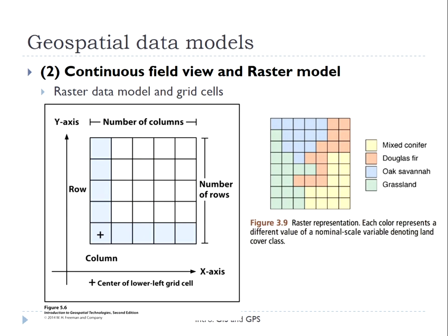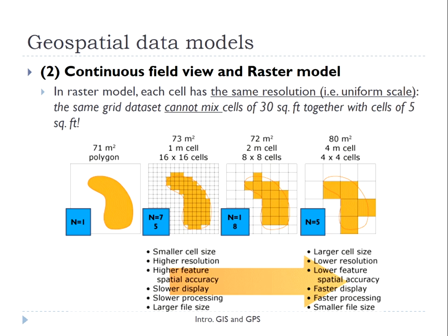These examples clearly show the general structure of raster data models. A geographic area is covered with cells that each have a single unique value, either quantitative, such as temperature, or qualitative, such as land cover class. In a raster model, each cell in the same raster file has the same resolution, or is at a uniform scale. In other words, the same grid dataset cannot mix different cell sizes. Also, depending on the cell size, the same geographic entity or phenomenon will have different representations.